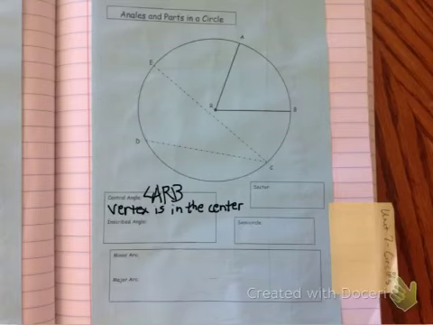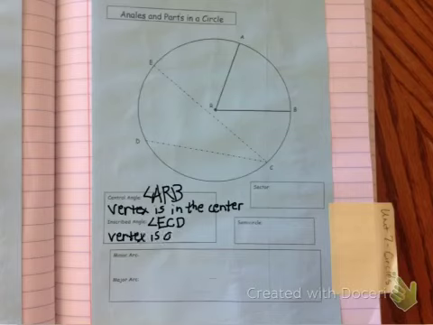An inscribed angle, an example of that, if you look at your picture, is going to be angle ECD. And an inscribed angle is where the vertex is on the circle. So on the circle.